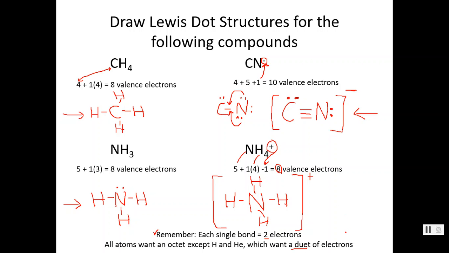So those are some good representative examples of Lewis dot structures for neutral molecules and for ions.